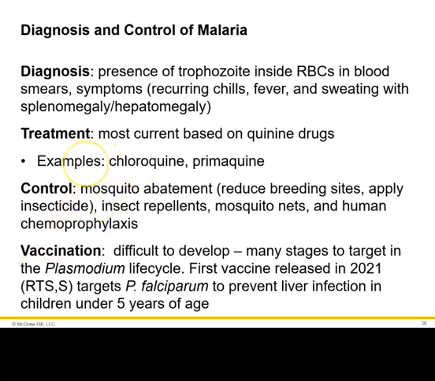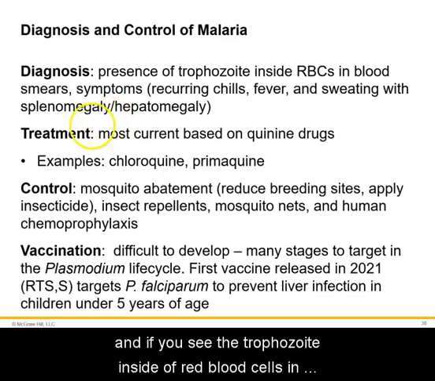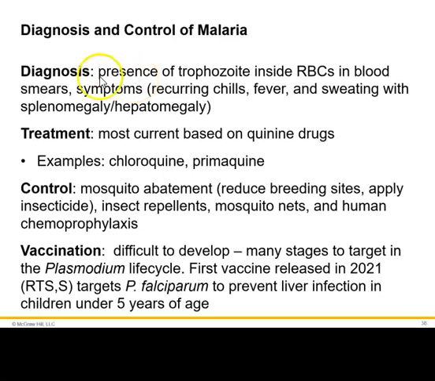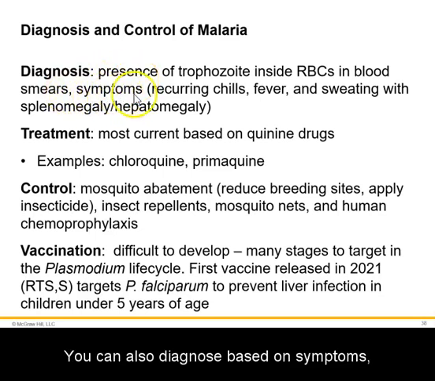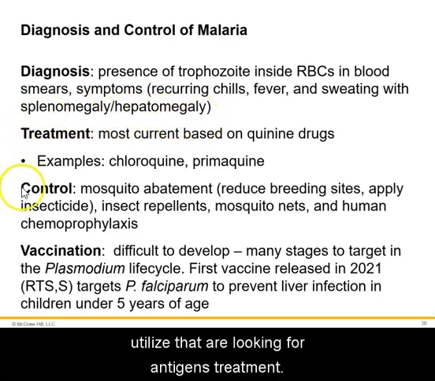Diagnosing malaria. So what they do is they look at a blood smear, and if you see the trophozoite inside of red blood cells in the blood smear, that indicates the presence of Plasmodium. You can also diagnose based on symptoms, so recurring chills, fever, and sweating. There are also some rapid malaria tests that you can utilize that are looking for antigens.